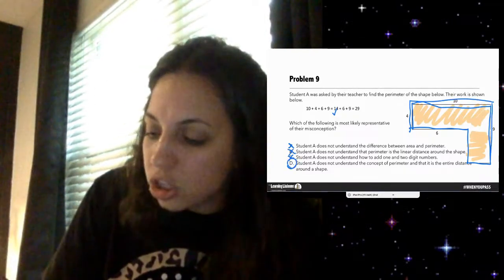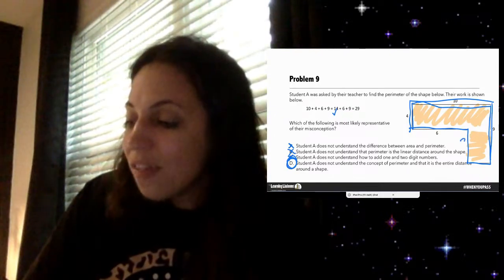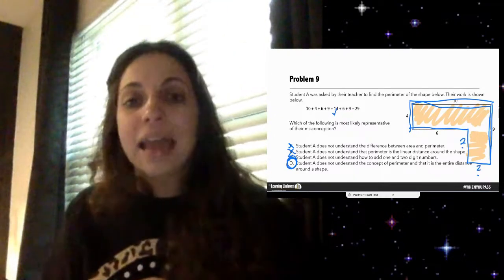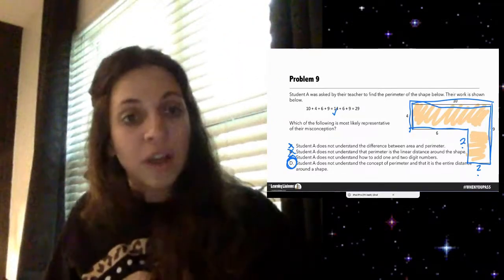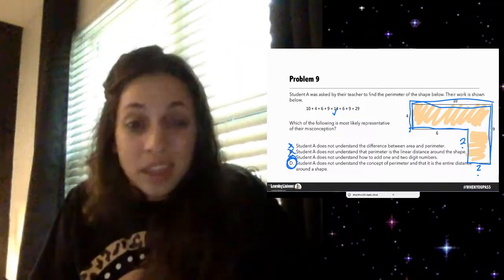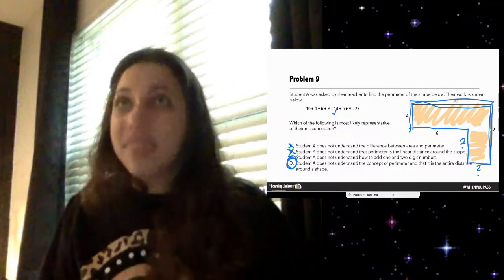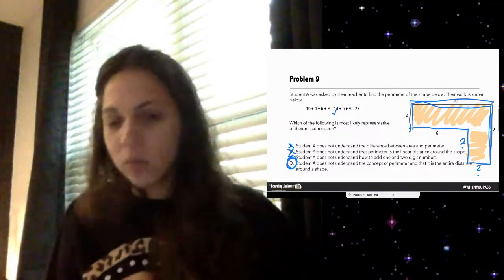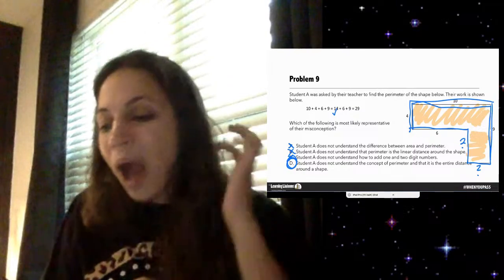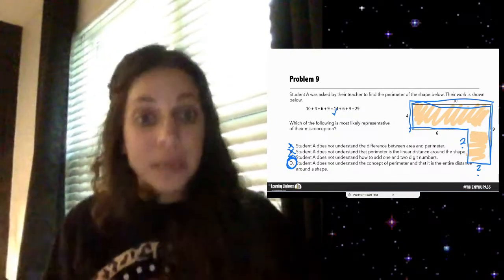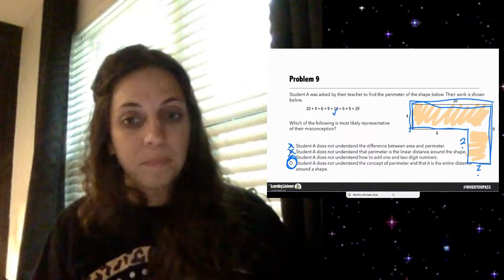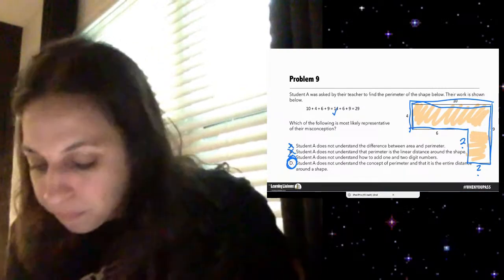What they don't understand is that I also need this side and this side, and they don't understand it's the entire distance around the shape. Or they do, and they just didn't add it up. That could be too, but that wasn't one of our answer choices, which is why D is the correct misconception for this problem. All right.